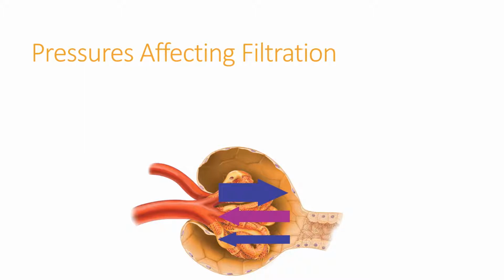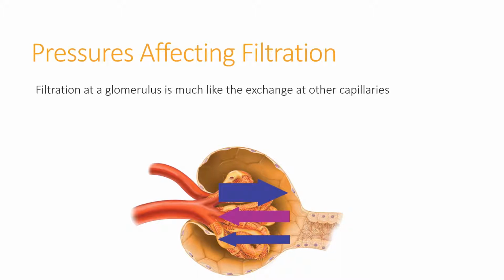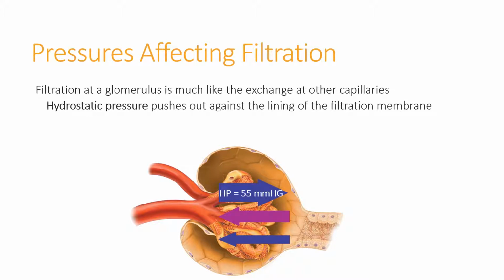We said that what's driving this glomerular filtration is largely hydrostatic pressure. Filtration at a glomerulus is much like the exchange we've seen at other capillaries. It involves a hydrostatic pressure, that is the outward force of blood pushing against the inner lining of the capillary. This is pushing material out of the filtration membrane.